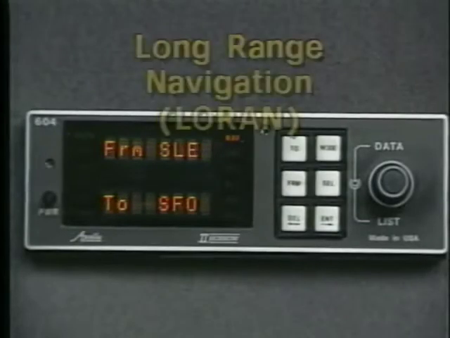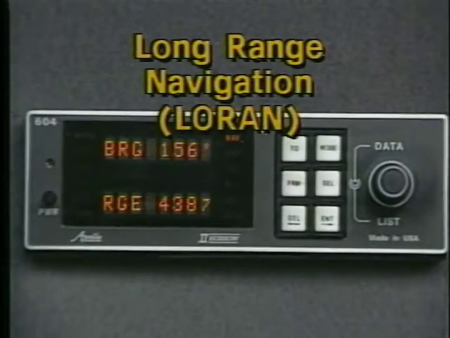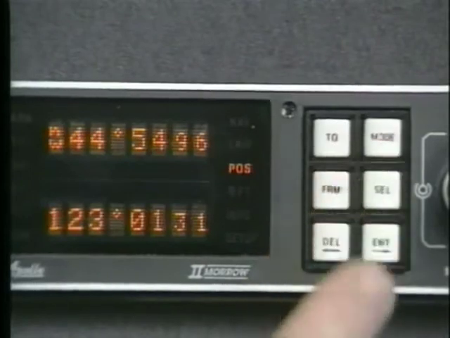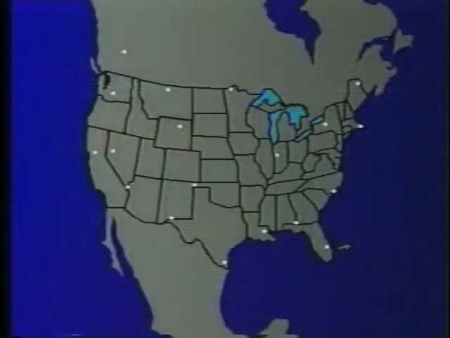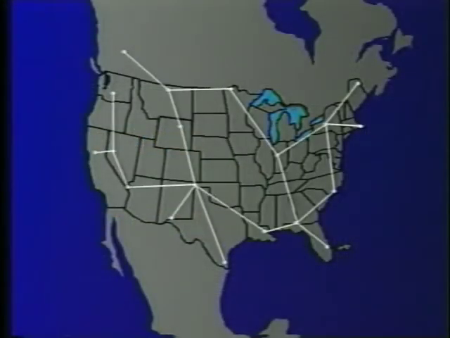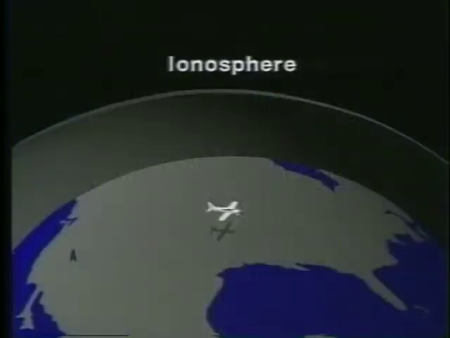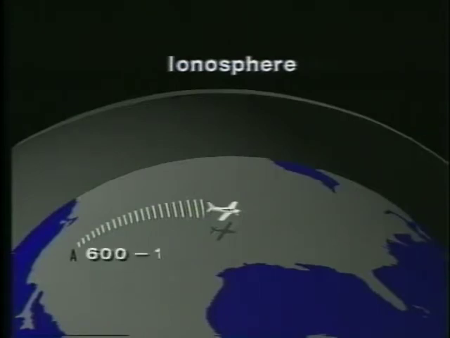Now let's look at another form of area navigation called long-range navigation, or LORAN. This system also lets you fly directly to your destination, but with LORAN, you don't have to create waypoints. Instead, it uses a network or chain of stations which transmit low-frequency signals in the 90 to 110 kilohertz range. These low-frequency signals follow the contour of the Earth in the form of a ground wave and have a reliable reception range of 600 to 1,200 nautical miles.